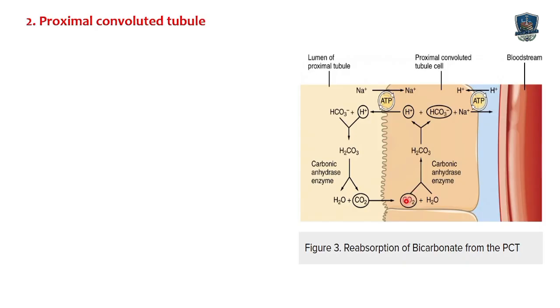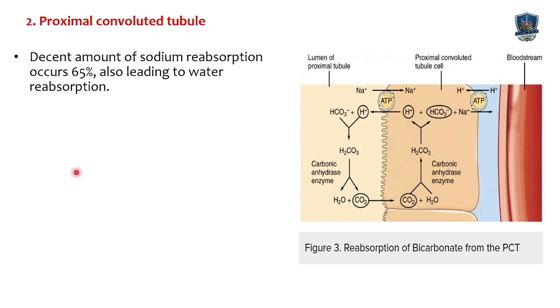Because CO2 is permeable, it will flow into the PCT cell, and once inside, it will merge with water to form carbonic acid. The carbonic acid, because it's unstable, will form hydrogen ions and bicarb ions. The bicarb ions will be reabsorbed into the blood, whereas the hydrogen ions will be expelled via this exchanger. Remember also, sodium ion can be reabsorbed in the blood via the sodium potassium ATPase pump. So that's what happens in the PCT.